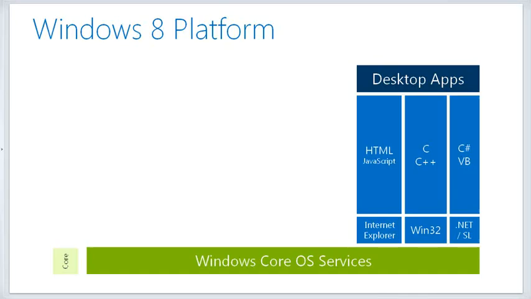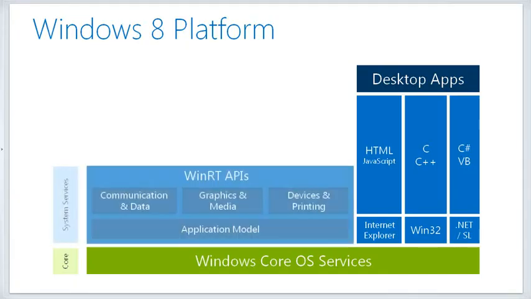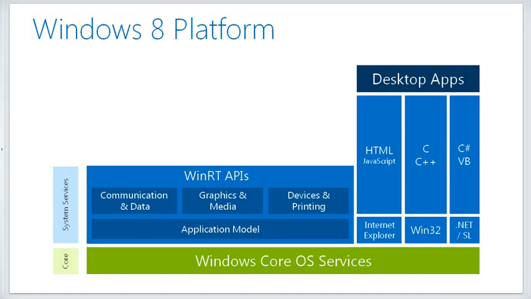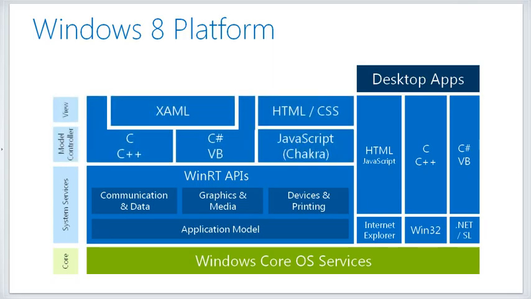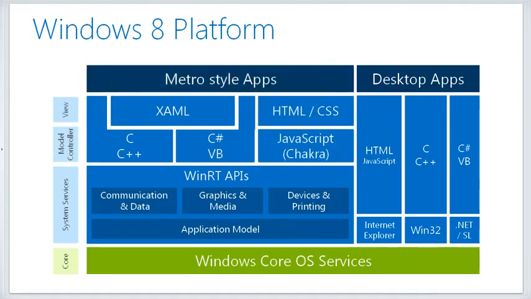But in addition to desktop applications that are built for and run on the desktop, we also have a new breed of applications called Metro-style applications. And Metro applications utilize a library called WinRT for the Windows runtime. And the WinRT APIs contain all of the same functionality that you would expect to need to interact with the operating system. And we will jump into some of those APIs in just a second.